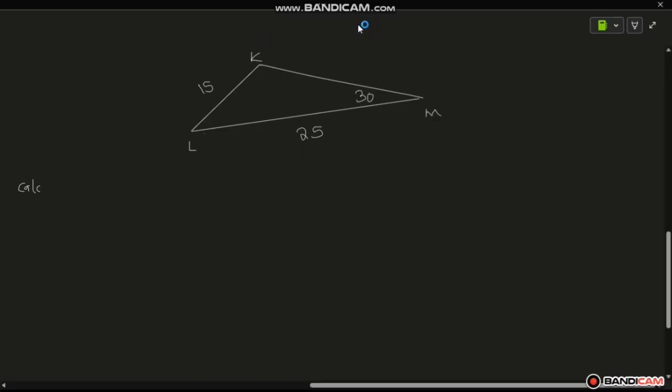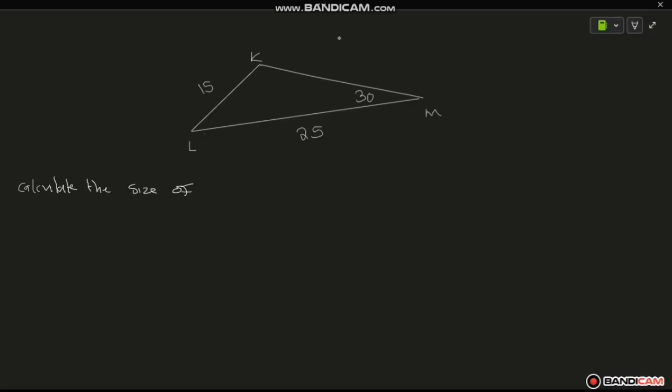Let's say it's triangle K, L, and M. We have 15 here, or these are examples. We have 25 and we have 30. They want us to determine what the question calculates. You see, before you can calculate, you check which rule is applicable based on what I'm given. Calculate the size of angle K.